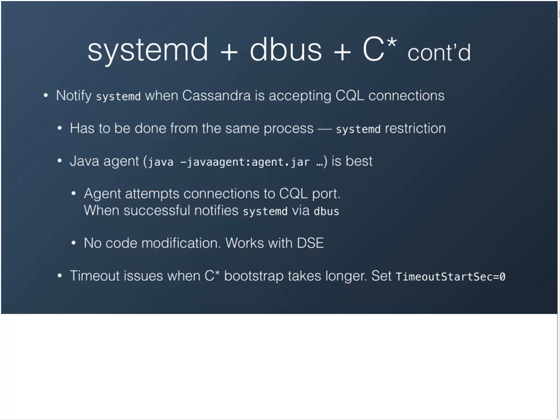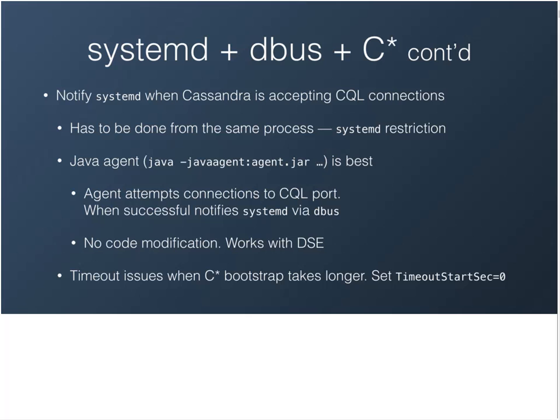And the reason why we did that is because it means that there's no code modification. Sure, the Apache project is open source, so we could have gone in and changed the main class to have this background loop to attempt the CQL connection. But we can't modify DataStax Enterprise, and because we support both on our platform, we needed something that works for both. So using a Java agent means that the same agent works for the Apache project and DataStax Enterprise, and it doesn't require any code modifications either.